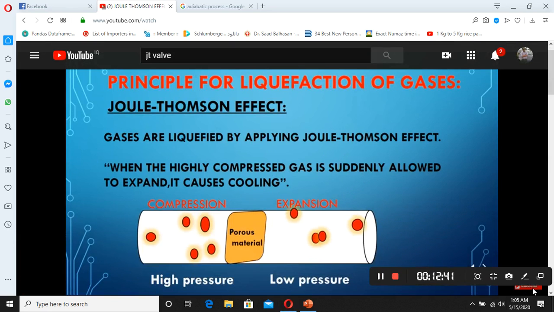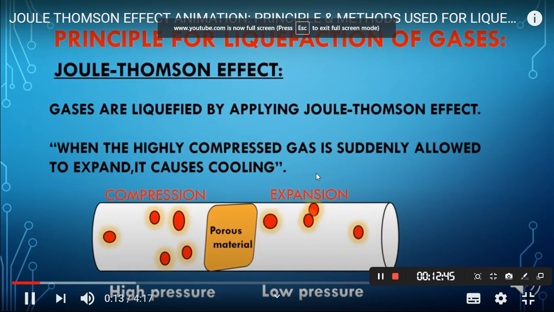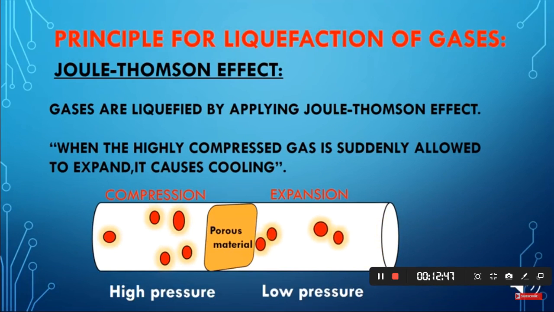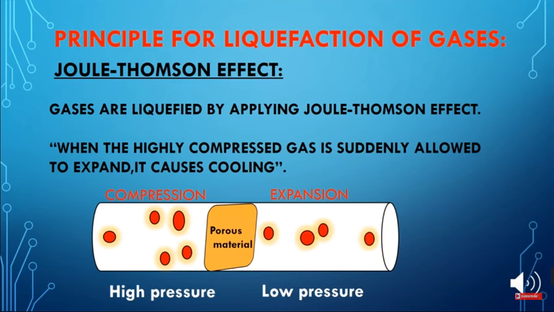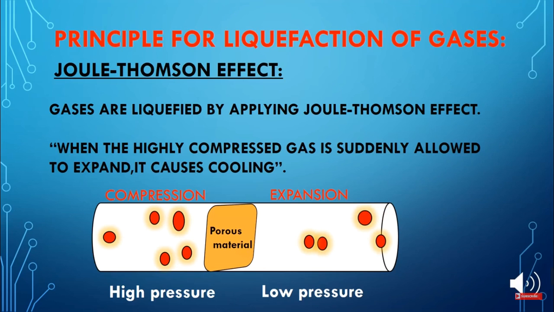This is the Joule-Thomson effect. It states that when a highly compressed gas is suddenly allowed to expand, it causes cooling. Do you know that machines today, like AC and refrigerators, use compressors to get more drop in temperature by applying the Joule-Thomson effect?